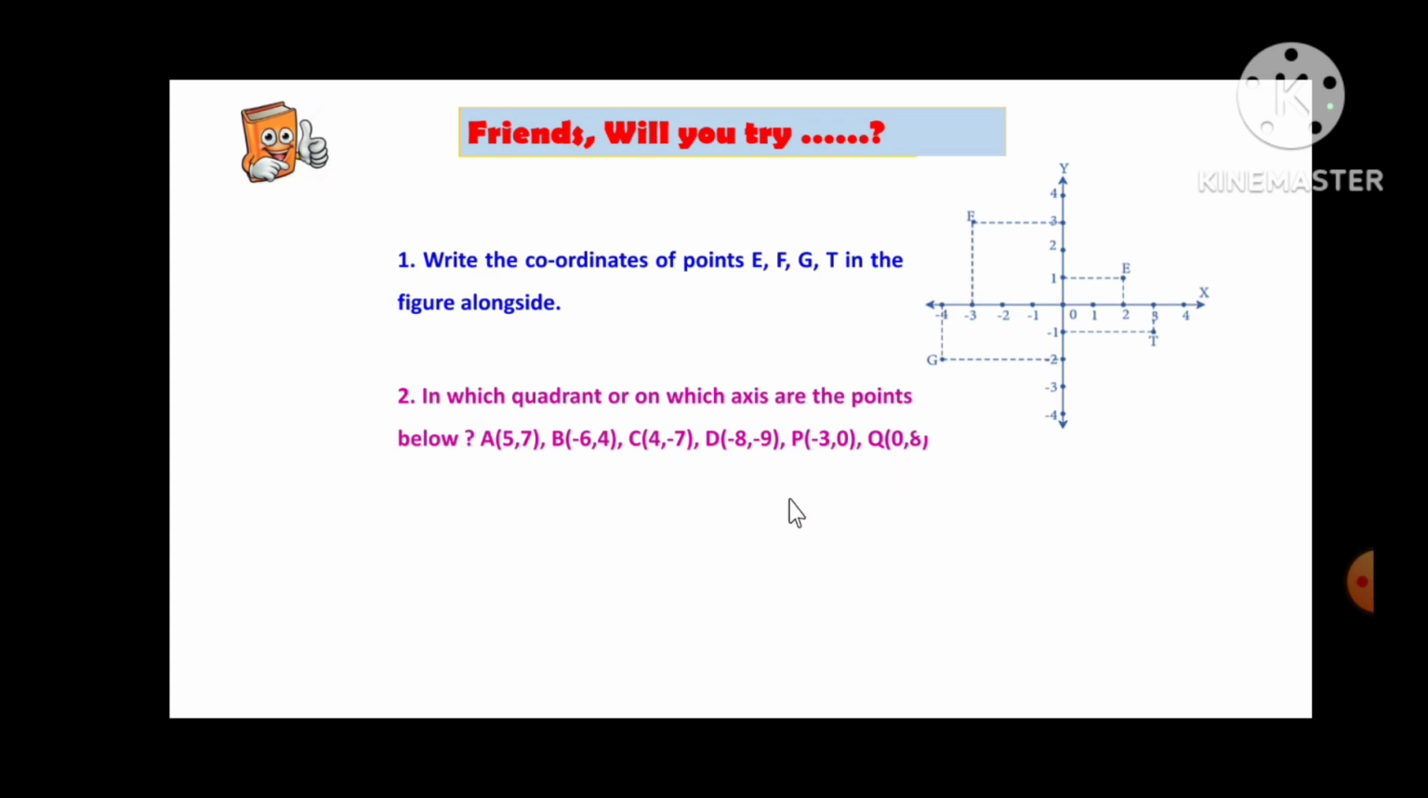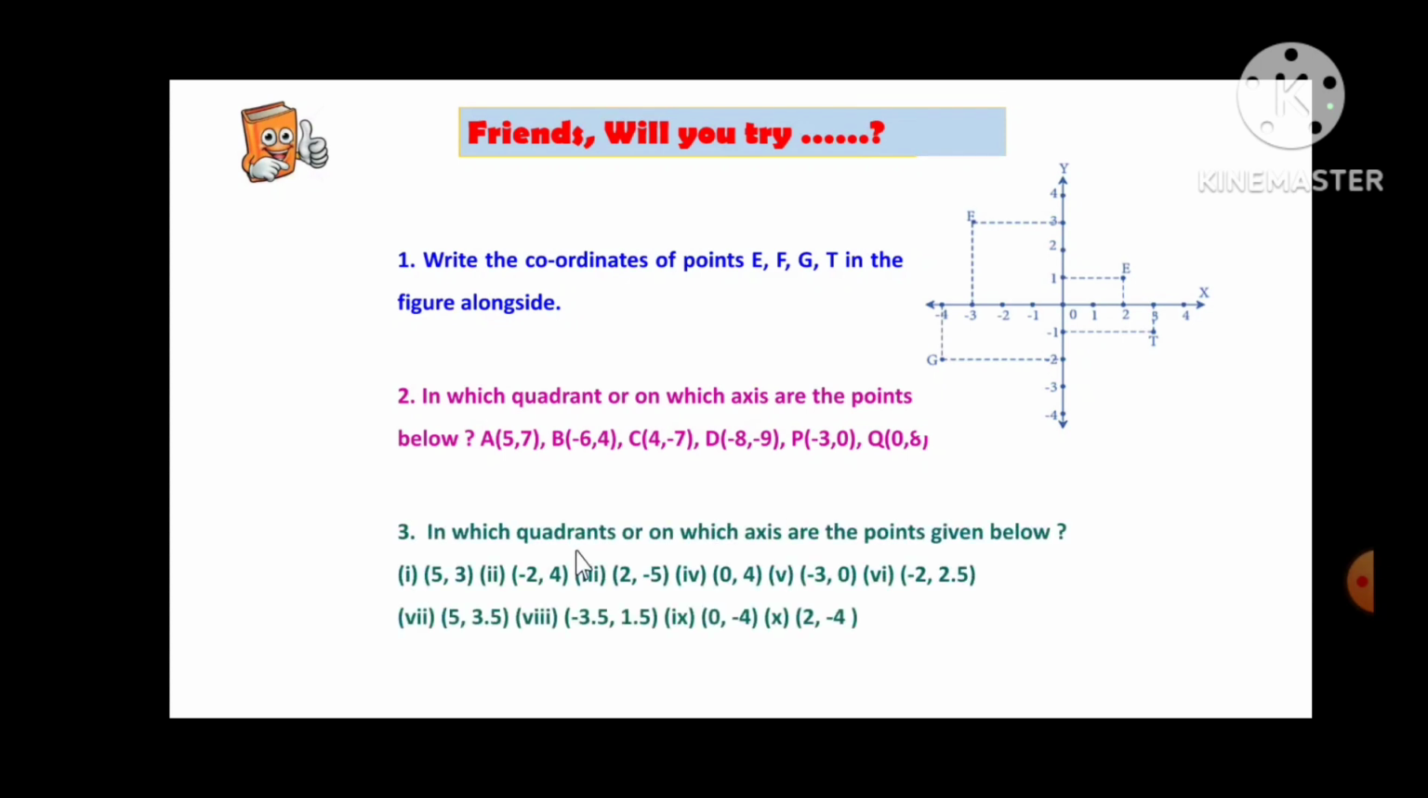The next problem: in which quadrants or on which axis do the points given below lie? First is (5, 3), second is (-2, 4), third is (2, -5), fourth is (0, 4), fifth point is (-3, 0), sixth is (-2, 2.5), seventh is (5, 3.5), eighth is (-3.5, 1.5), ninth is (0, -4) and tenth is (2, -4). Plot the x and y axis on graph paper and plot the points also. You can try that, rather than saying only in which quadrant these points are lying, on the x-axis, y-axis or in any quadrant. Try to plot these points also.